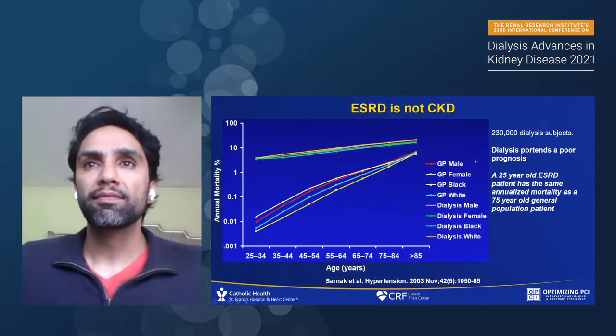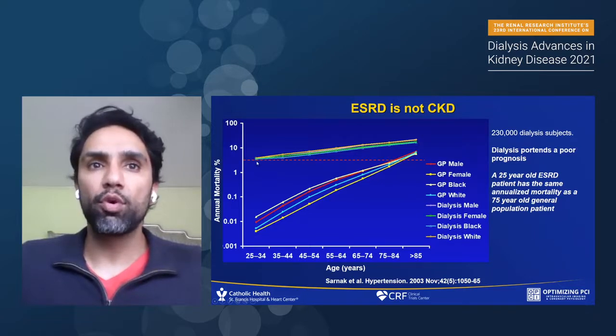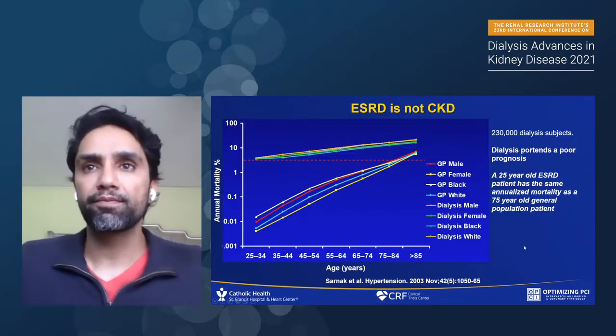And if you look at this study, those patients with chronic kidney disease are very different to those patients who actually have end-stage renal disease and are on dialysis. This is a study of 230,000 dialysis subjects, and we already know that dialysis portends a poor prognosis. But when you put it in this type of perspective, that a 25-year-old with end-stage renal disease on dialysis has the same annual mortality as an 80 or 75-year-old in the general population, it puts into perspective some of the challenges but also some of the opportunities to study hard endpoints in this patient population.